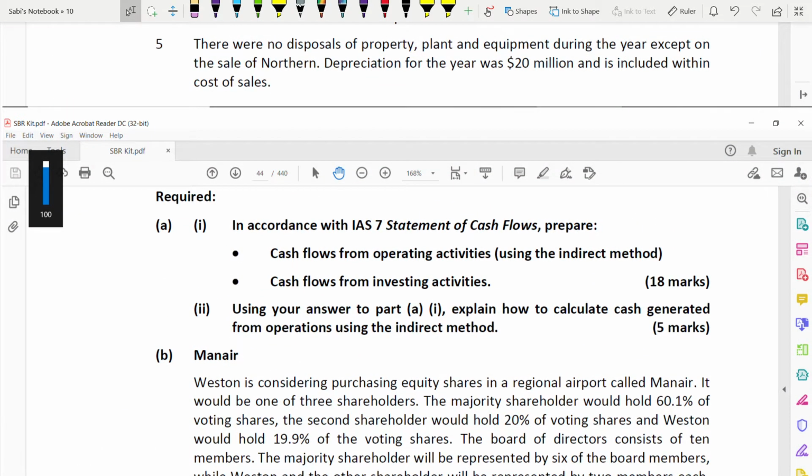In accordance with IAS 7, statement of cash flows, prepare cash flows from operating activities using the indirect method and cash flows from investing activity. You have been asked only operating and investing, so don't go and do financing activity. And that also using the indirect method. So this is a very easy question because it is clear cut. You have to apply IAS 7, they told. Operating activities using the indirect method, everything is told, and then investing activity.